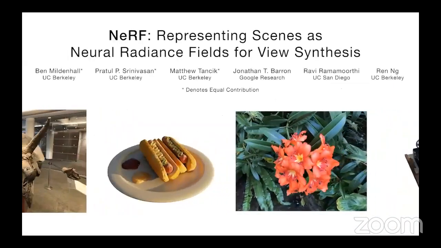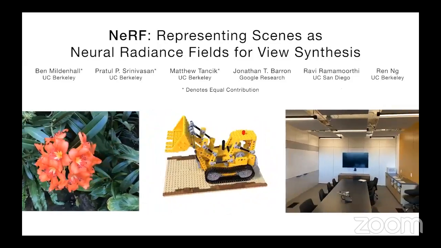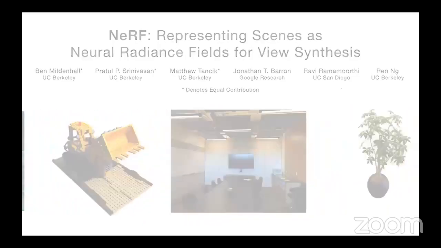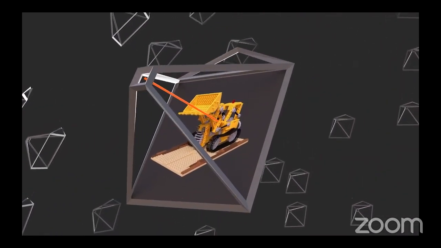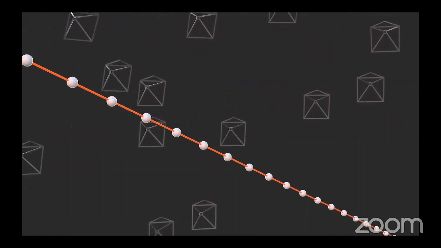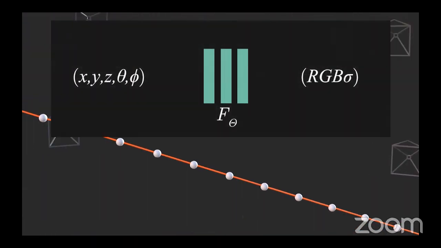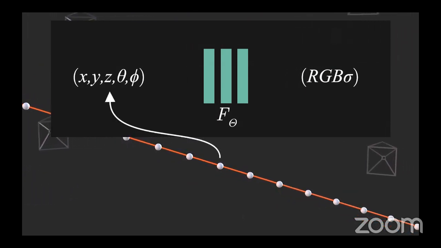We present neural radiance fields, or NeRF, a new method for representing complex scenes that achieves state-of-the-art results for view synthesis. Given a set of input images of a scene, which in this visualization is a Lego bulldozer, we optimize a volumetric representation of the scene as a vector-valued function, which is defined for any continuous 5D coordinate, consisting of a location and view direction.